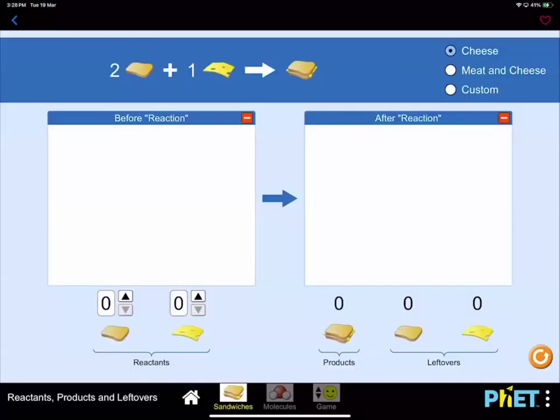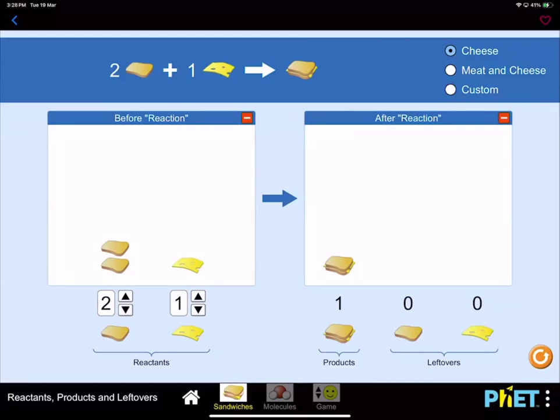Okay, let's take an example of this. For example, if you have to make one cheese sandwich, how many breads do you need? Two. If you look at the top, you will find you need one cheese slice and two breads, and it will result in one cheese sandwich, right? So if I have to make a cheese sandwich, I use two breads and one cheese slice, and I get one sandwich. Is this clear to all of you?